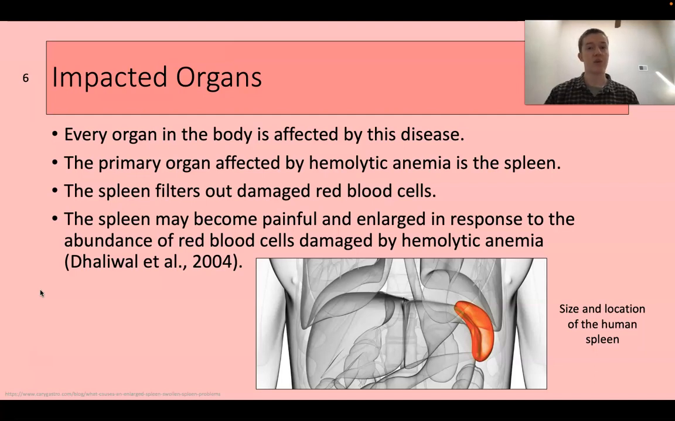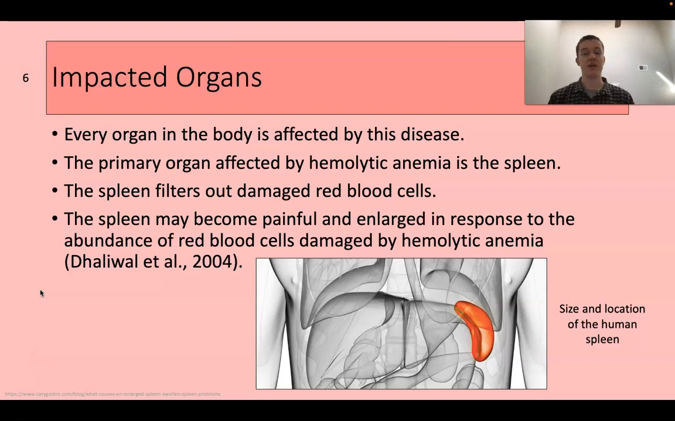So regarding impacted organs, every organ in the body is affected by this disease, specifically because every organ in the body needs oxygen. However, one of the primary organs that's affected by hemolytic anemia is probably the spleen. And this is because the spleen is responsible for filtering out damaged red blood cells.